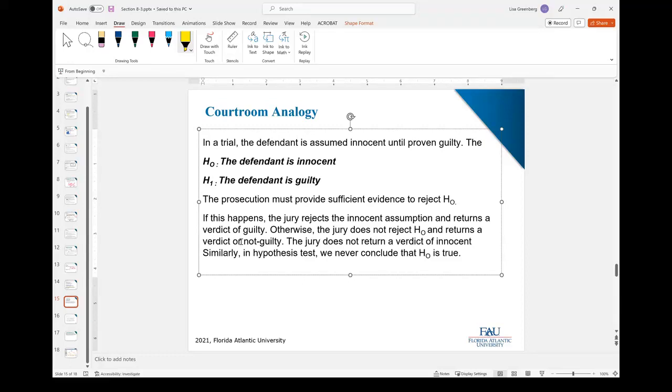I should probably read this all over again. Let's start again. If this happens, the jury rejects the innocent assumption and returns a verdict of guilty. Otherwise, the jury does not reject the null hypothesis and returns a verdict of not guilty. The jury does not return a verdict of innocent. Similarly, in hypothesis tests, we never conclude that the null hypothesis is true. So I think that this might help you understand exactly what we're doing in our hypothesis testing.